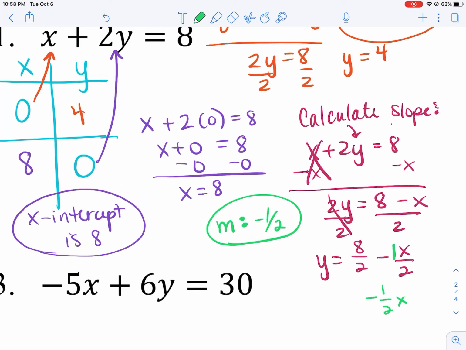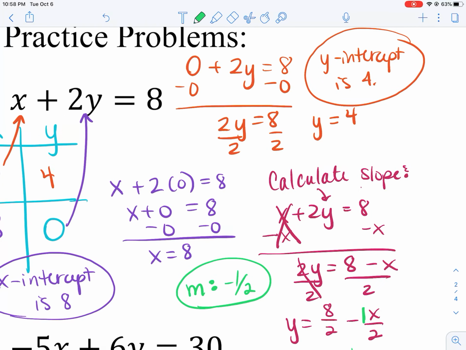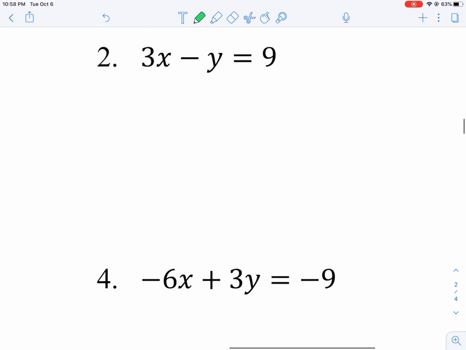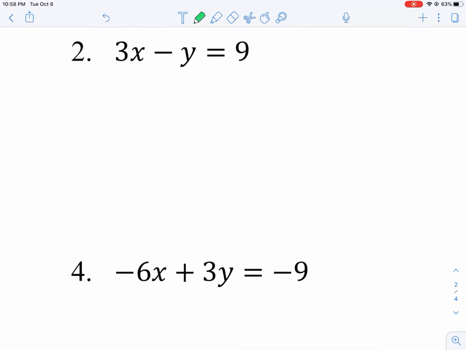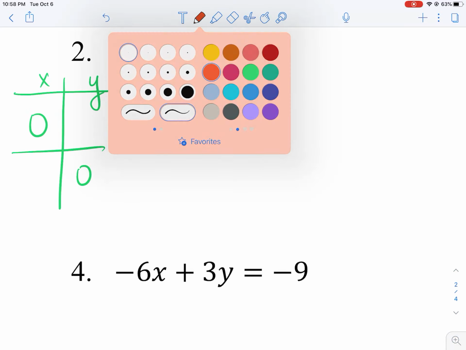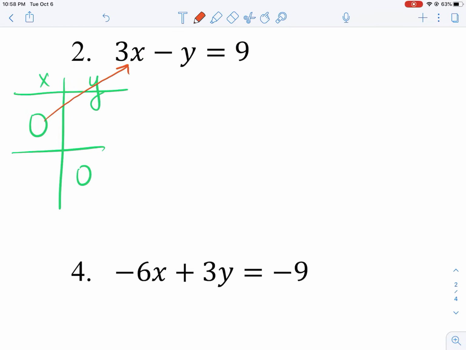All right? So in standard form, we have just found the x-intercept, we have found the y-intercept, and we found the slope. Let's try another one of those. Let's try number 2. So again, if I wanted to find the intercepts, I'm going to create myself an xy table and fill it with zeros. So when I do this, I'm plugging in 0 for x to start. So 3 times 0 minus y equals 9.